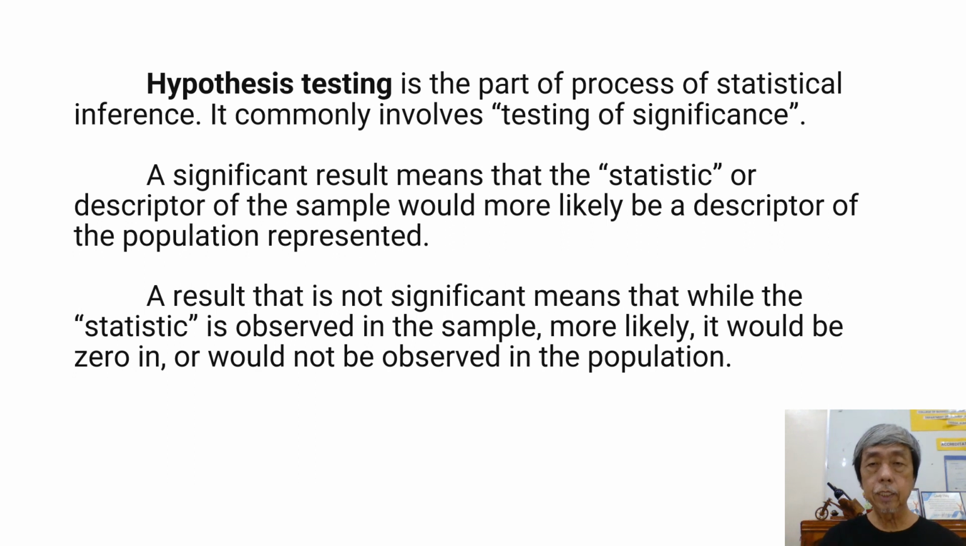Hypothesis testing is the process, or part of the process, of statistical inference. It commonly involves testing of significance. A significant result means that the statistic or descriptor of the sample would more likely be a descriptor of the population represented. A result that is not significant means that while the statistic is observed in the sample, more likely it would be zero in, or would not be observed in, the population.